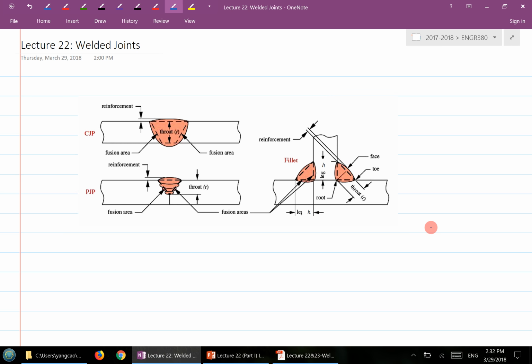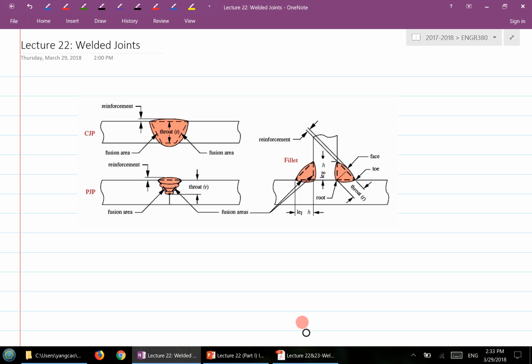And I showed you the types of welds already. There's a butt weld, there's a groove weld, and there's also fillet weld. There's a very important concept called throat and throat area. So, for example, let's take a look at these types of welds here. CJP basically means completely joint penetration, and PJP means partial joint penetration.